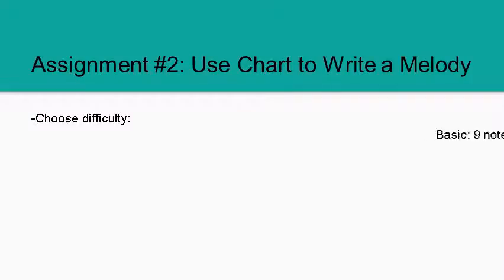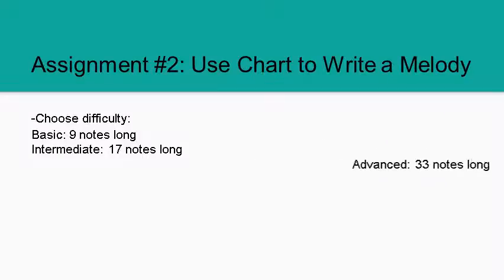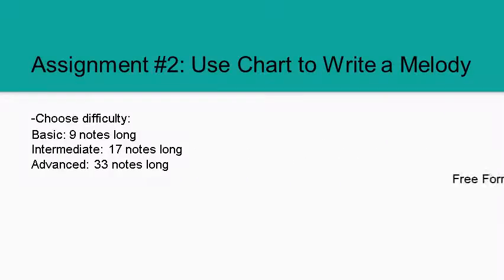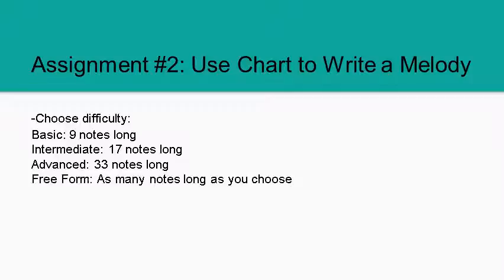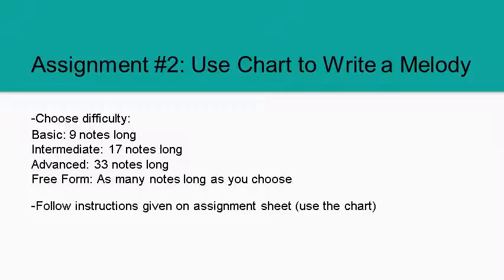So the basic difficulty level is going to be just 9 notes long. The intermediate is going to be 17 notes long, and the advanced is going to be 33 notes long. We also have the possibility for freeform, which is just as many notes long as you choose. If you do that, try and make it at least 9 notes long, if not a little bit longer, as it's going to be more beneficial for you the more that you put on the page. In addition, you're going to follow the instructions, which we'll show you in just a second, that are given on the assignment sheet using the chart that's been provided for you.